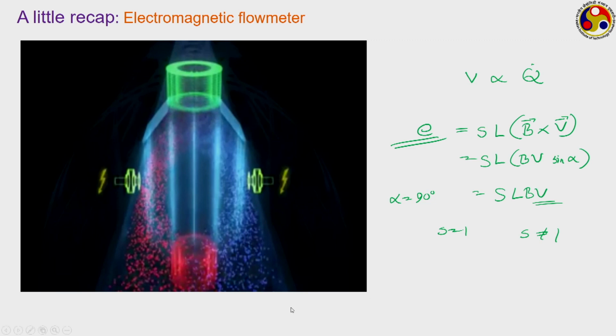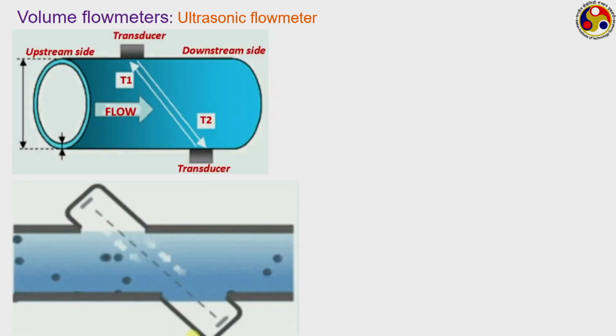Let us move to the next kind of meter to talk about, and that is known as the ultrasonic flow meter. It is another kind of non-intrusive measurement where we are using ultrasound or sound waves for the measurement. Just see how the configuration is shown here.